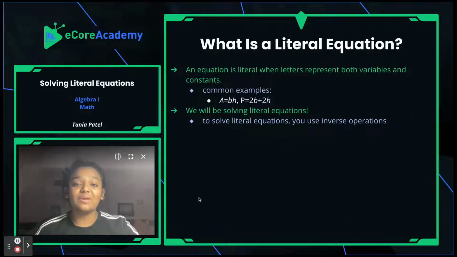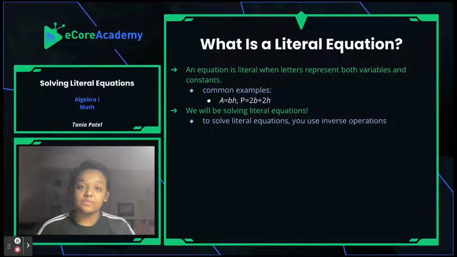So you may be wondering what even is a literal equation. A literal equation is just an equation where letters represent both variables and constants. Some common examples you might have seen are A equals B times H and P equals 2B plus 2H, the formulas for area and perimeter. Literal equations are normally formulas, which is why they always consist of different variables.